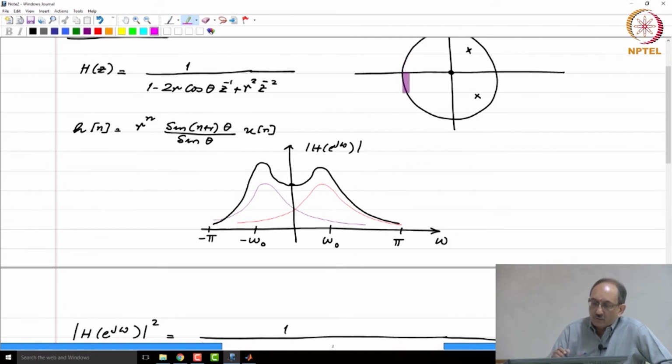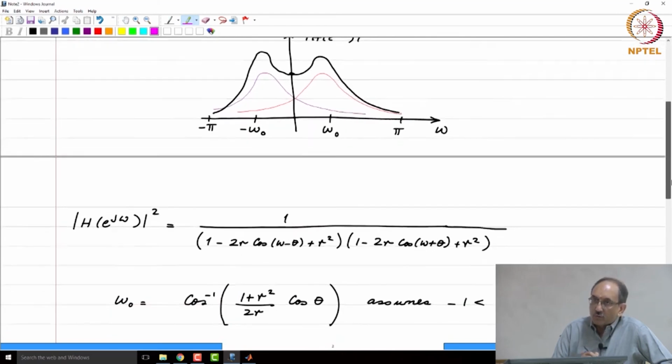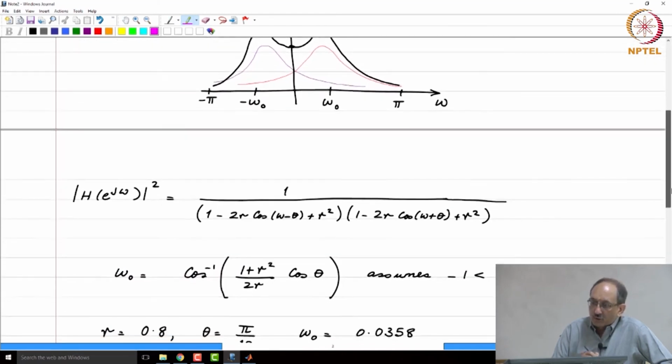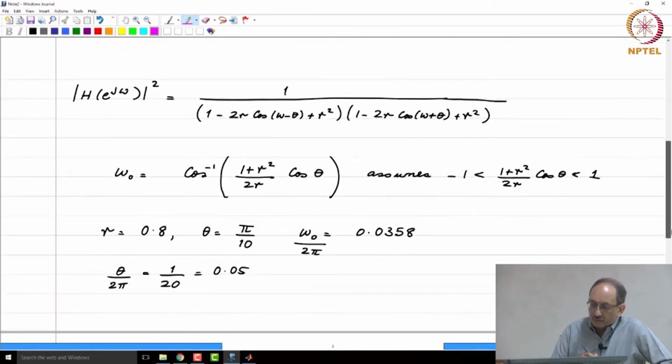Even though you have two roots, if r and theta are such that this condition is violated, you will have a single peak at omega equal to pi. Similarly, you will have a single peak at omega equal to 0 depending upon what the angle is. So, algebraically you require this to be less than 1 because you do not want cos inverse to be imaginary. Geometrically what that translates to is a single peak being observed rather than two peaks.